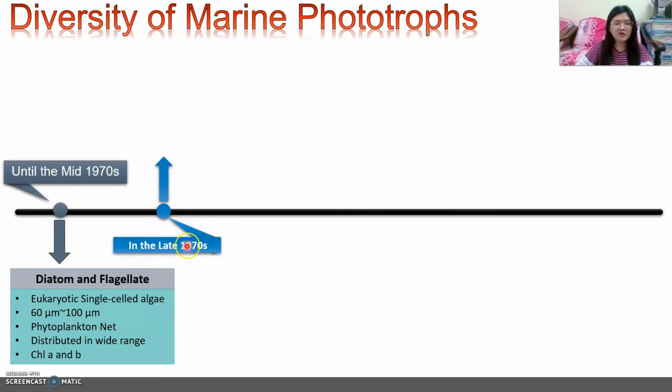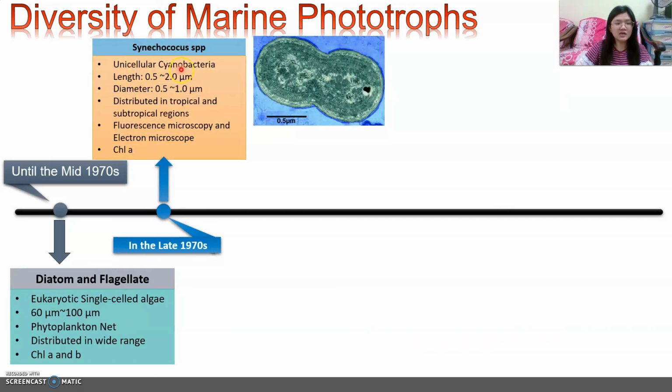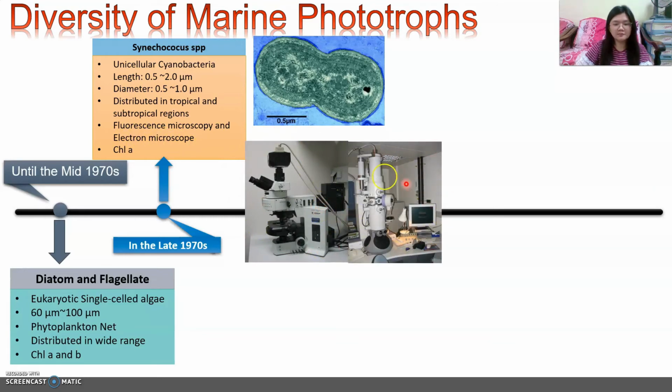Next, in the late 1970s, the Synechococcus species was the primary producer. It is a unicellular cyanobacterium with a length of 0.5 to 2 micrometers and a diameter of 0.5 to 1 micrometer. It is distributed in tropical and subtropical regions. These species can be detected by fluorescence microscopy and electron microscopy. It contains chlorophyll A.